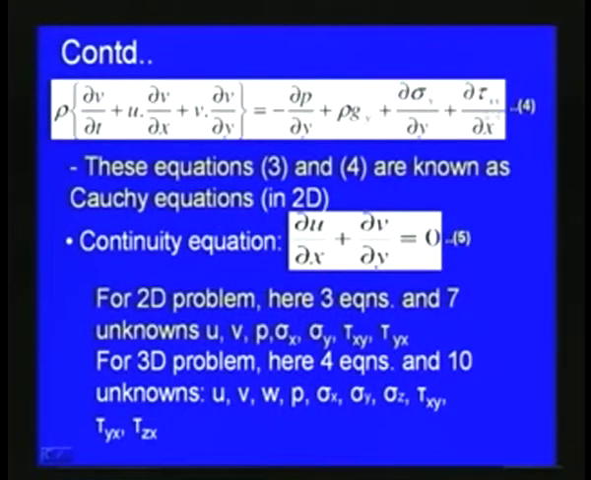Here for the 2 dimensional problem, if you check equations 3, 4 and the continuity equation, we have 3 equations, but you can see we have 7 unknowns. The unknowns can be u and v, the velocity components, p the pressure, sigma x and sigma y the normal stress components, and tau xy and tau yx the shear stress components. So, this is the case for the 2 dimensional problem.